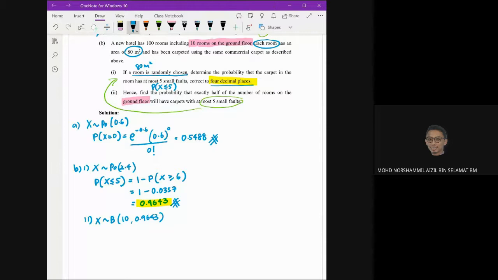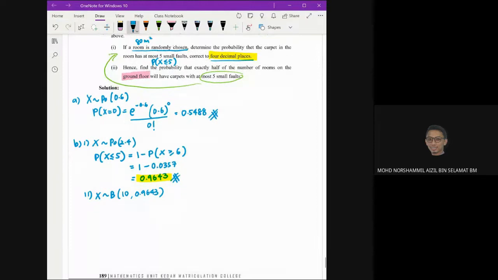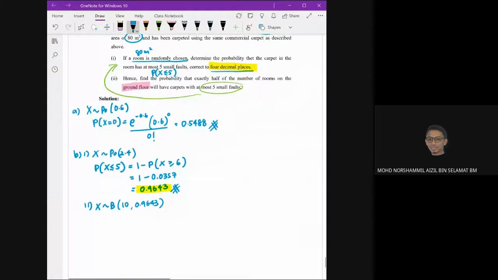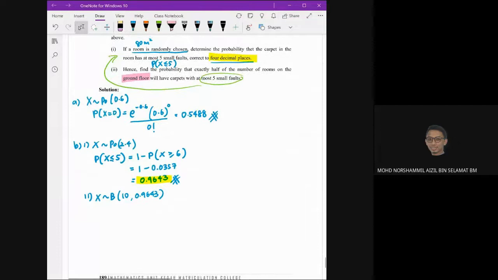Kena write down. You need to write down the distribution first. Okay. Yang ni kita belajar ubah Poisson ke binomial. Poisson ke binomial. Alright. And then the question asking you probability that exactly half. Exactly half. So maksudnya? Probability X equals to exactly half, 5 lah. So means that the question asking you probability of X equals to 5.